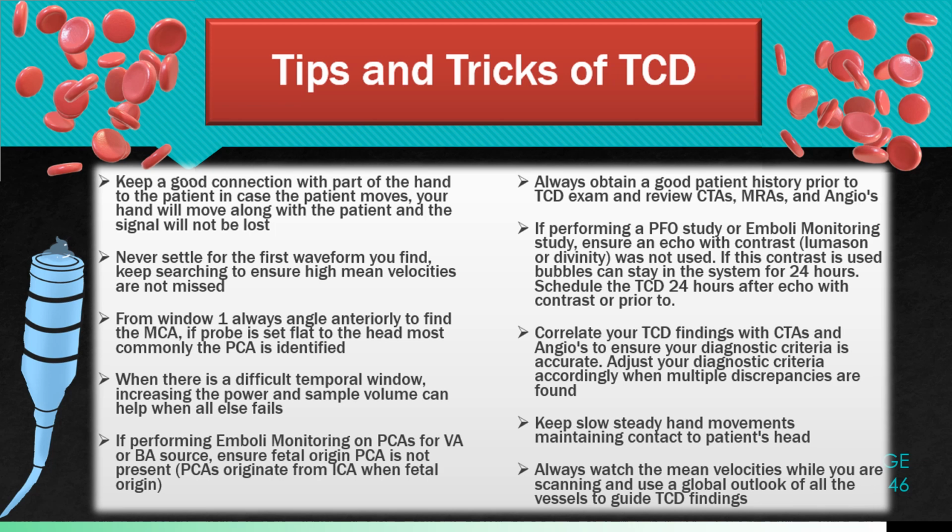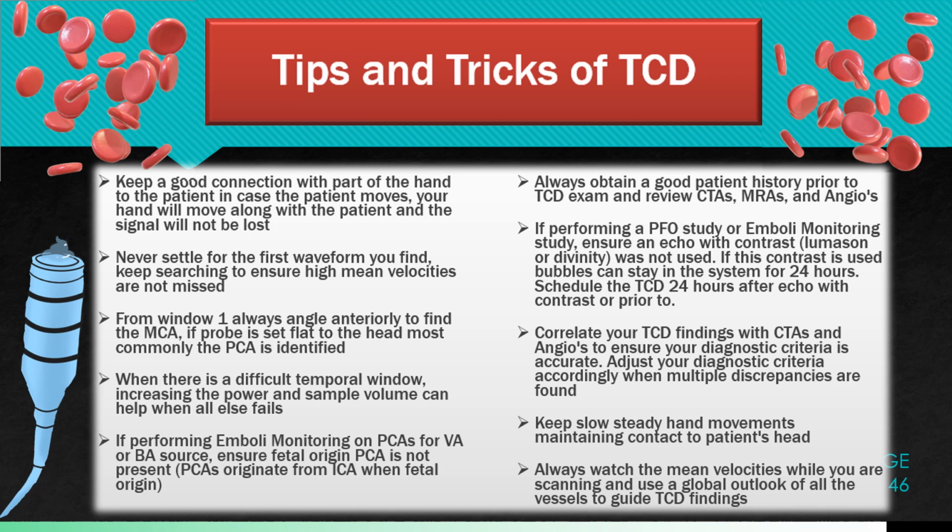From window 1, always angle anteriorly to find the MCA. If the probe is set flat to the head, a lot of people will just put that probe down flat on the head to begin. That's commonly the PCA that you'll find. So get in the habit of putting that probe in front of the ear at an angle anteriorly to begin with so that you can identify that MCA. When there is a difficult temporal window, increase the power and the sample volume. These are tips that can help when all else fails.